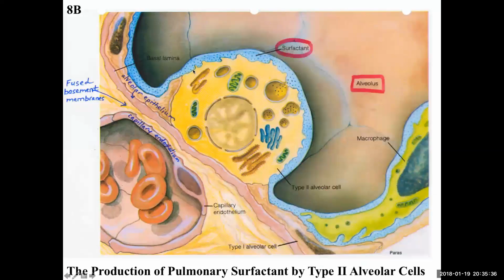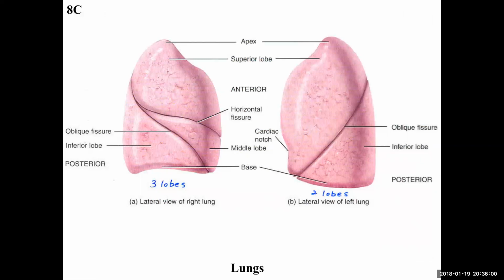Here's another picture showing us a nice view of the surfactant. Okay, here we see the capillary endothelium, the fused basement membranes, the alveolar epithelium, okay, the surfactant. We see these macrophages, okay, there's other types of cells here that produce the surfactant. Okay, I want to talk about the lung structure, and the structure of the lungs is pretty macroscopic. So together, the two of them weigh about 2.5 pounds. And they're soft, spongy, elastic organs.